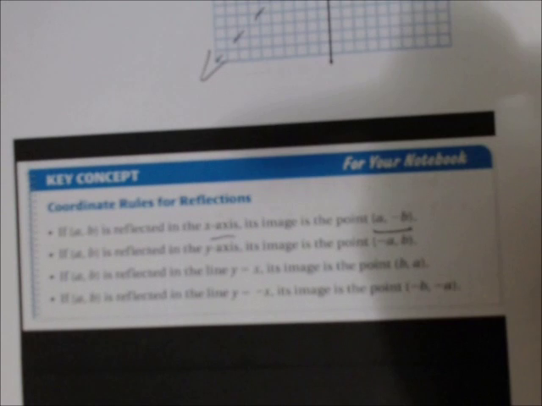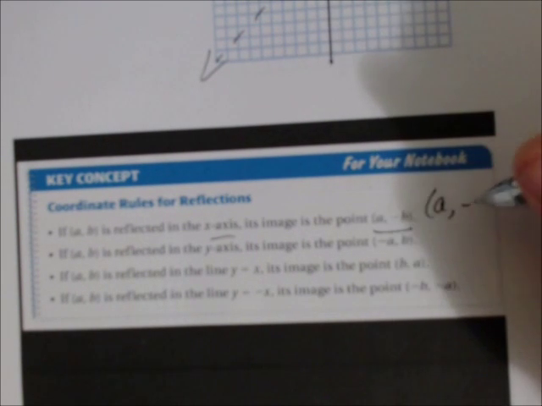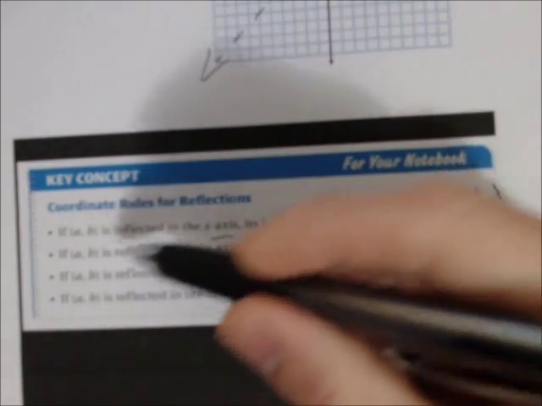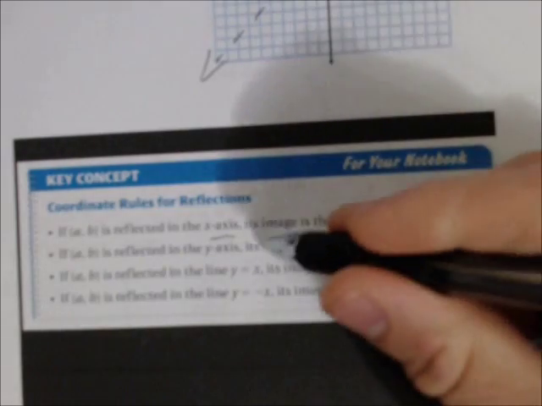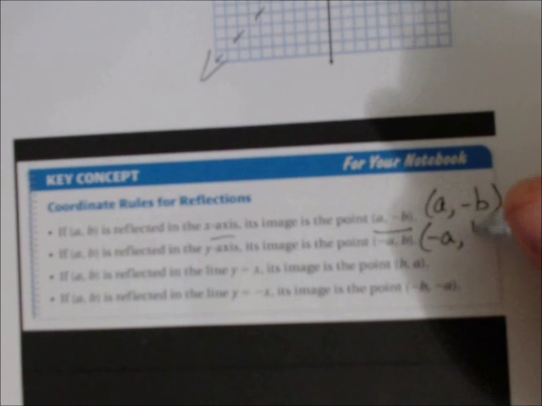Okay, and I'm going to write that a little bit larger so that you can see that. A, negative B. Alright, if A, B is reflected in the y-axis, its image is the point negative A, comma B.